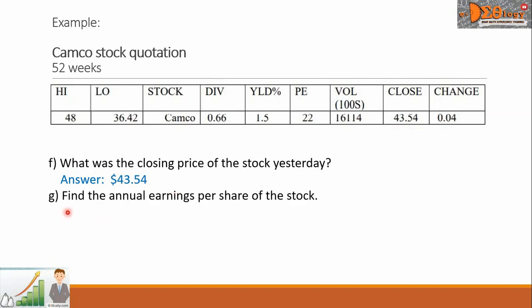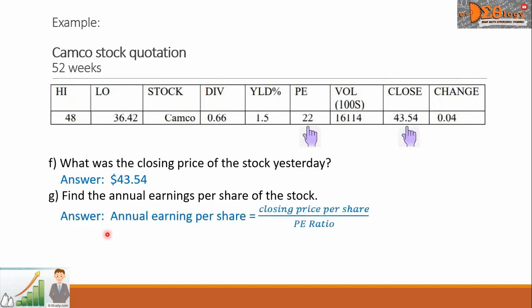Letter G. Find the annual earnings per share of the stock. Our answer can be derived using this formula. Annual earning per share equals closing price per share over the PE ratio. So it means we will take this 43.54 over the 22, and the quotient will give us $1.98.